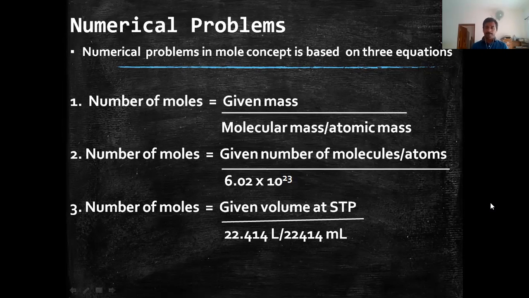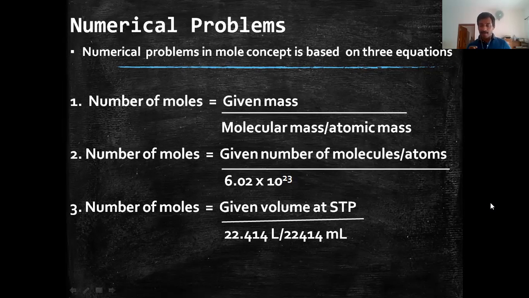Case 1, if the mass of the substance is given, then to find out number of moles, we can use the first equation. Number of moles equal to given mass divided by molecular mass or atomic mass. If you want to find out number of moles of molecules, then given mass by molecular mass. If you want to find out number of moles of atoms, given mass by atomic mass.